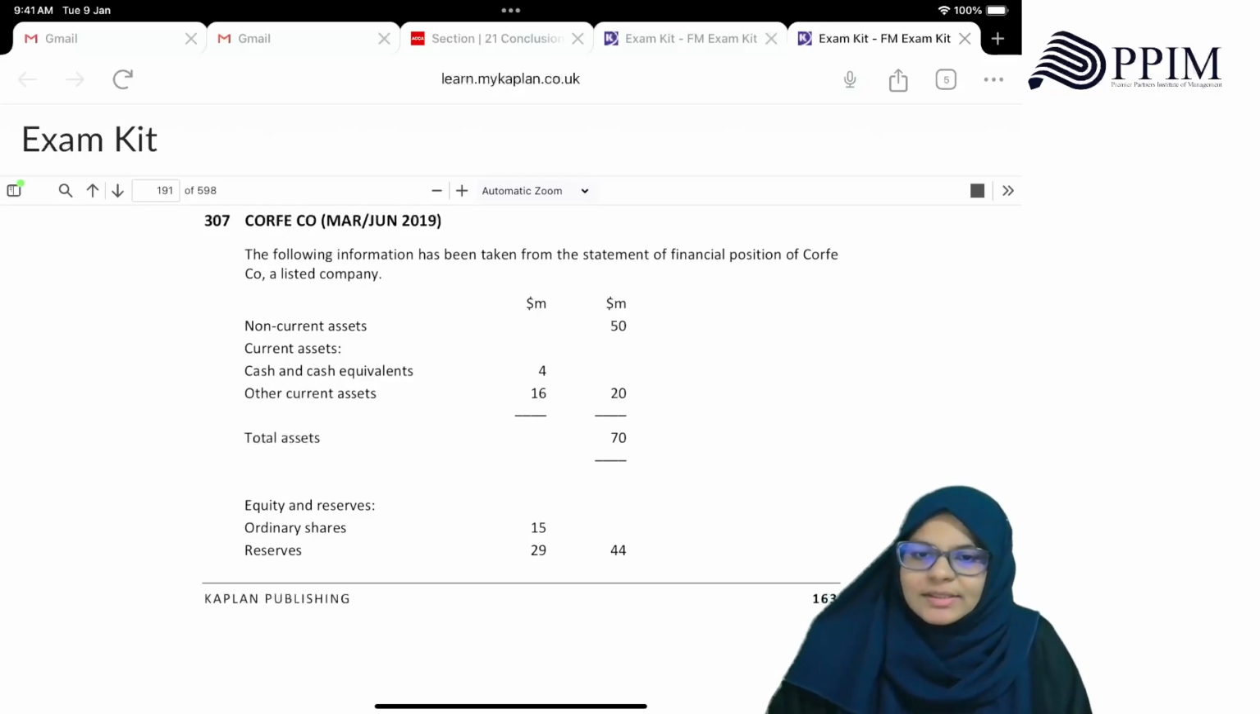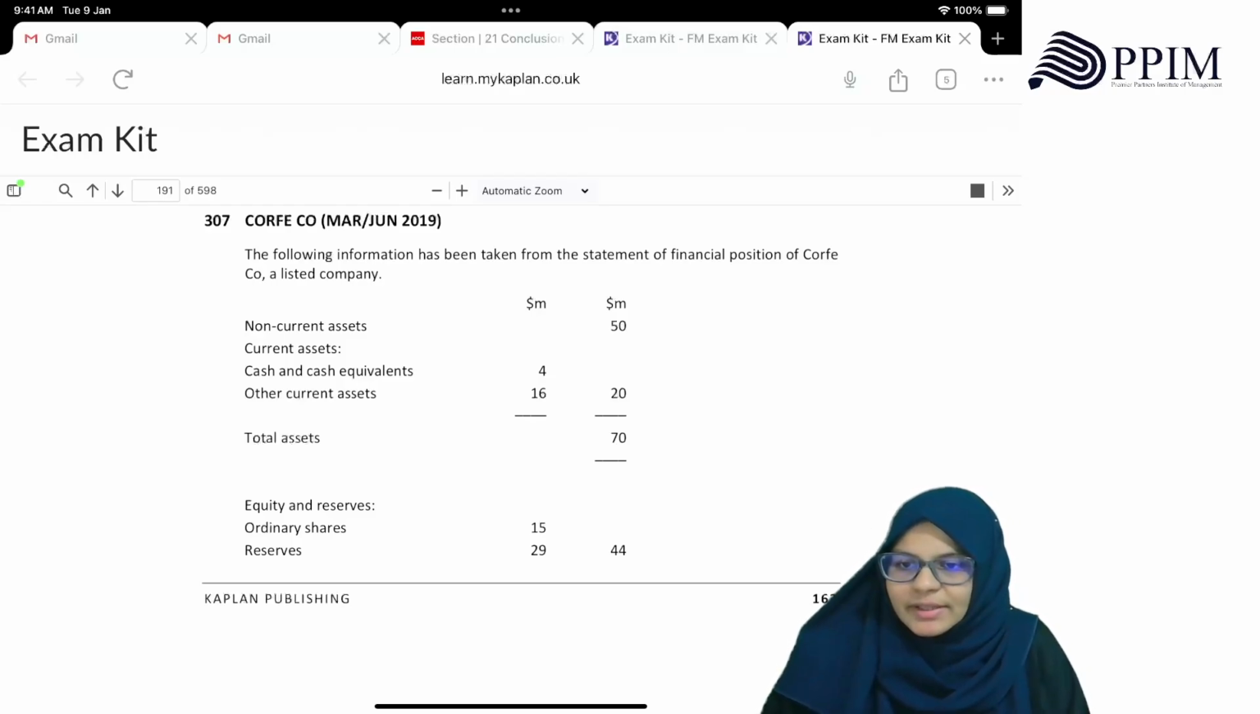We read through the question. It's saying the following information has been taken from the statement of financial position of COF company, a listed company. Okay. So we have non-current assets worth 50 million. Current assets, they're saying cash and cash equivalents is 4 million and other current assets 16 million. So total assets become 70.